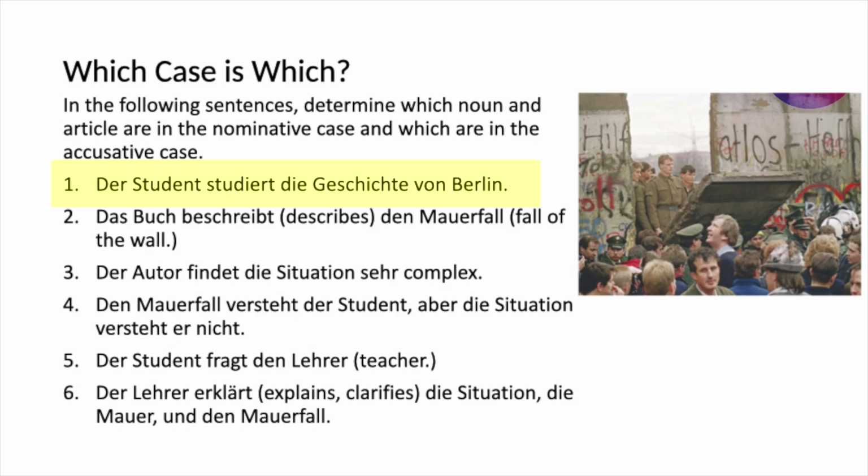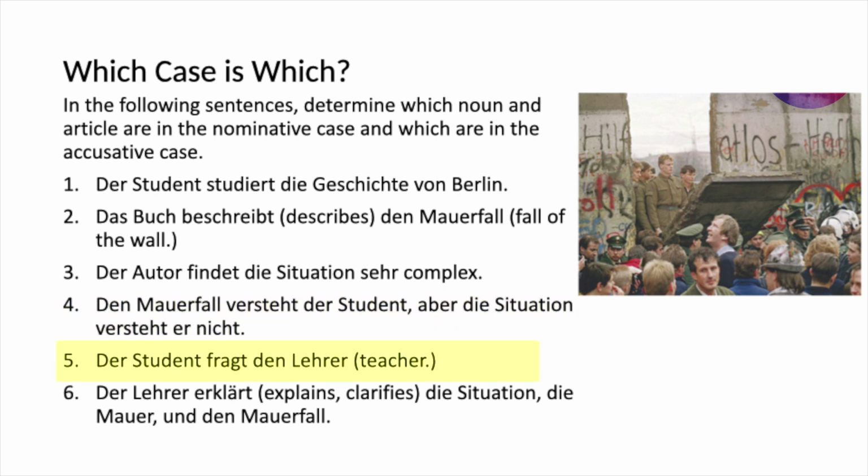So the first example is Der Student studiert die Geschichte von Berlin. The second, das Buch beschreibt den Mauerfall. Here, some new vocabulary: beschreibt is describes, very similar to English, and Mauerfall is a combination of the words Fall and Mauer, which refers to the wall. The third sentence is der Autor findet die Situation sehr komplex. Den Mauerfall versteht der Student, aber die Situation versteht er nicht.